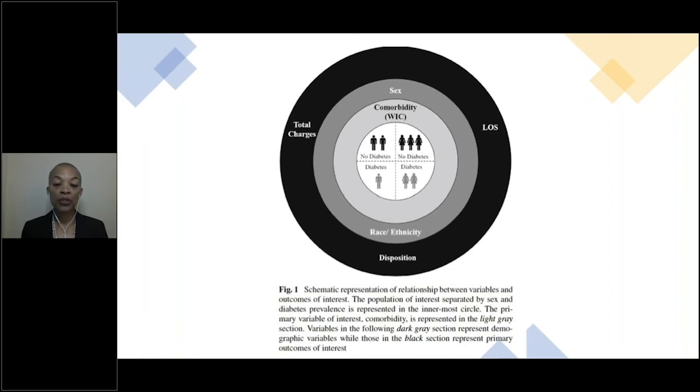This representation shows the relationship between variables and outcomes of interest. The population of interest was separated by these variables to represent sort of that inner circle. The primary variable of interest, comorbidity, is presented in the light gray. Variables in the following dark gray represented demographic variables, while those in the black section represented the primary outcomes of interest, which are in this outer ring.